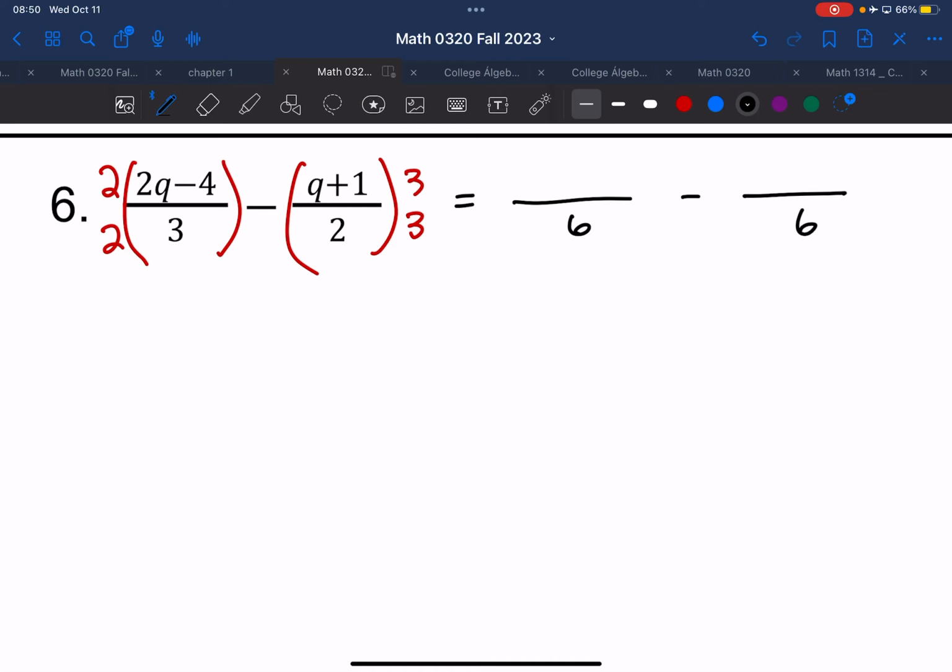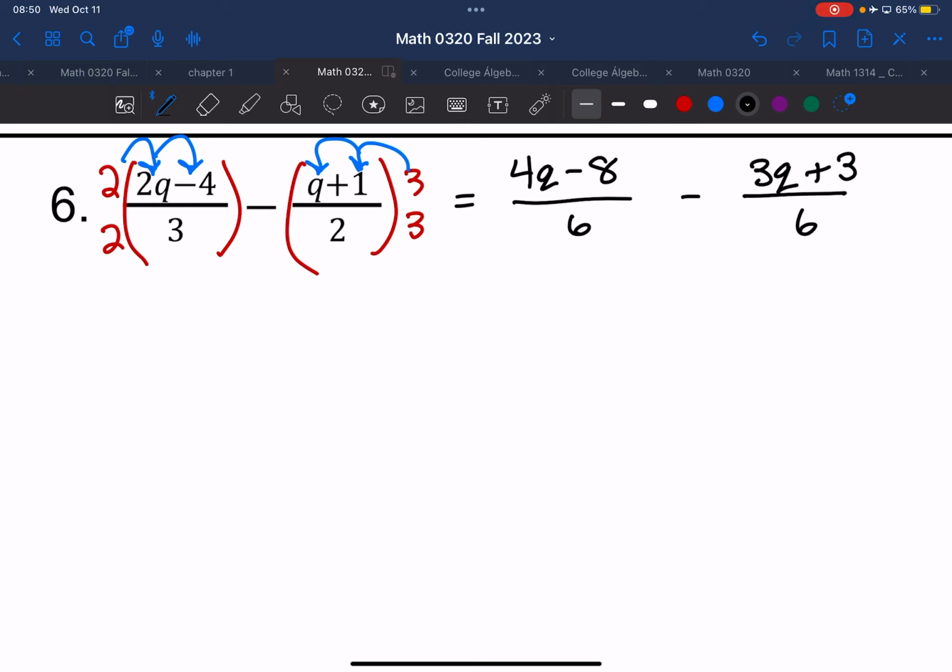When I'm multiplying the first numerator by 2, what am I going to be doing with that 2? Distribute. I need to distribute that 2 to every term. Same with the 3. I need to distribute that 3 to every term. So that means in the first fraction, I have 2 times 2q, which is 4q, and 2 times negative 4, which is negative 8. So that would be my first new numerator. In the second one, what would I get after I distribute the 3? Good, 3q plus 3.